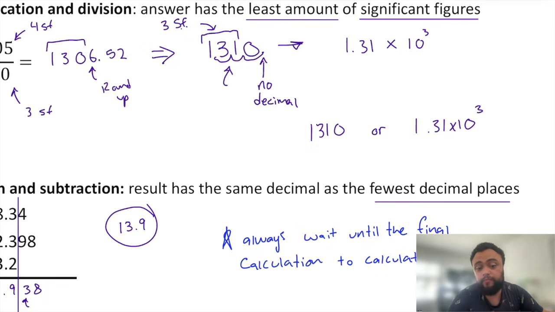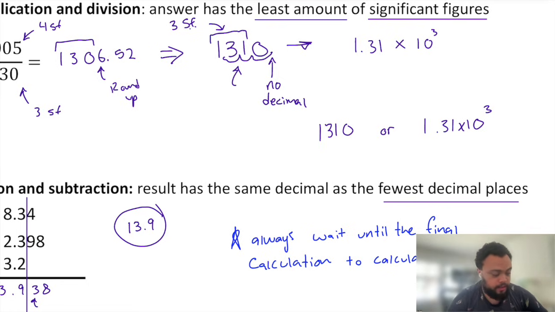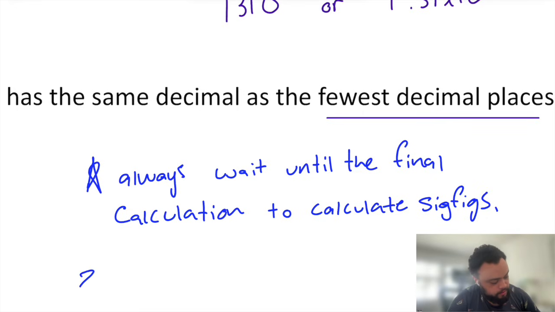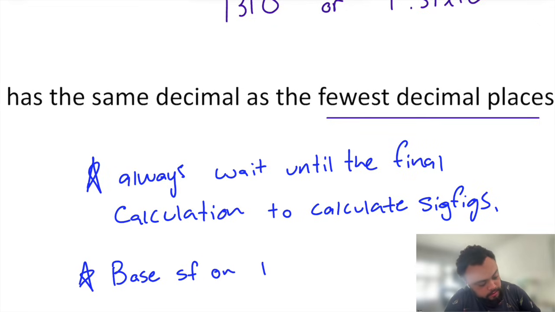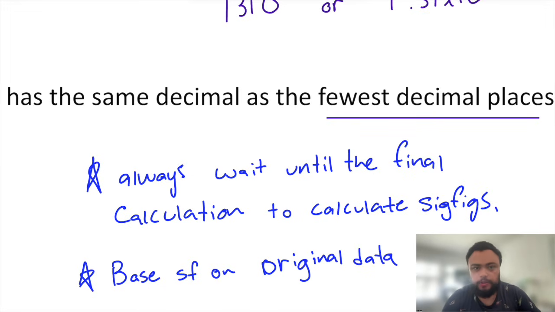So we're about to get into some problems that have multiple steps, and that's where you're going to trim. The other thing I'd like you to remember is to base your sig figs on original data. So if you measured a number, that's the number of sig figs you should use at the end.